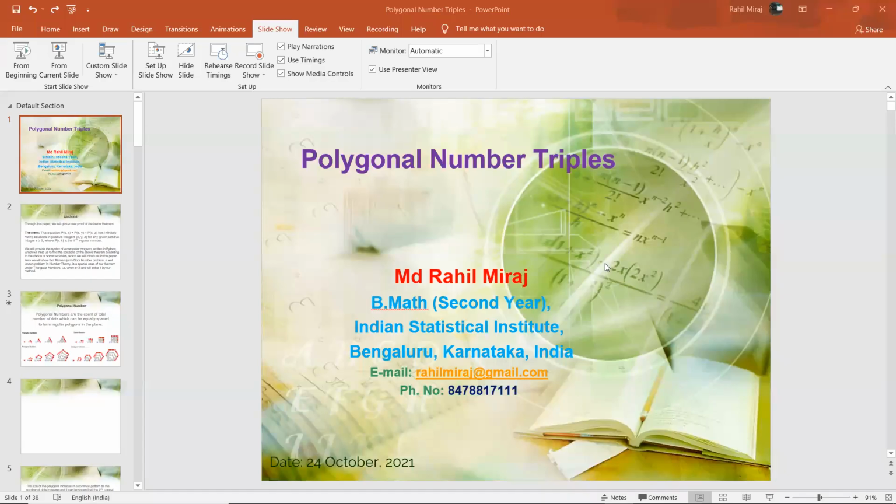Okay, so welcome everyone to the Math Club talk. Today, the talk is about polygonal number triples, and it will be presented by Rahil Miraj, who is currently in second year of B.Math. He is primarily interested in number theory, and he also has published papers in Resonance. Okay, so over to Rahil. You can start the talk.